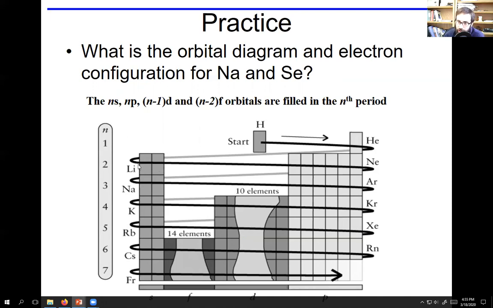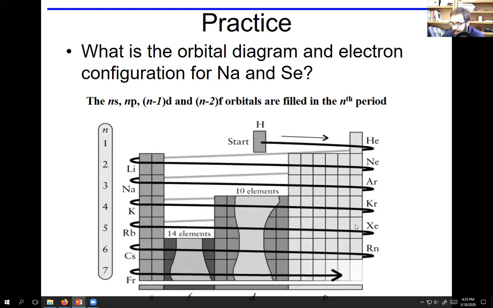1s2 gets you to helium. 2s2 gets you to beryllium. 2p6 gets you to neon. 3s2 gets you to magnesium. 3p6 gets you to argon. 4s2 gets you to potassium. 3d10 gets you to zinc. 4p6 gets you to krypton. 5s2 gets you to rubidium. 4d10 gets you to cadmium.